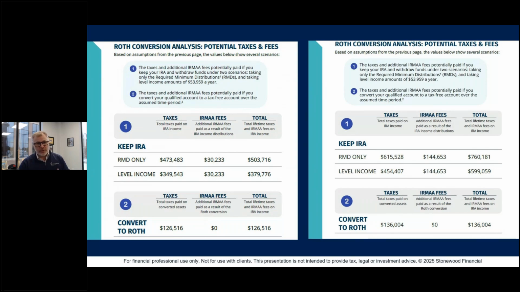Now, you might also notice the conversion number went up. My tax bill went up to 136 from 126. Well, that's because in this example, I think I spread out the conversion. I think it might be like an 8-year conversion, but we're going to talk about that in a minute, because if we don't want to be subject to a tax increase in the future, maybe we convert that money a little quicker.